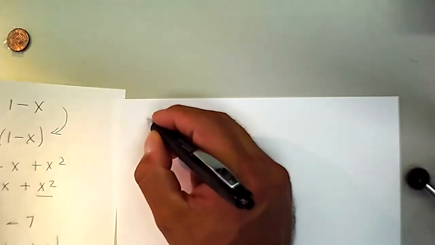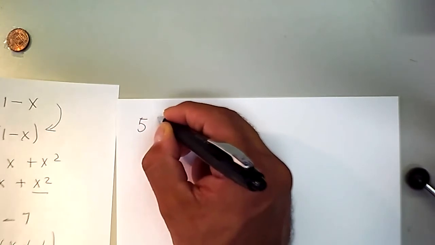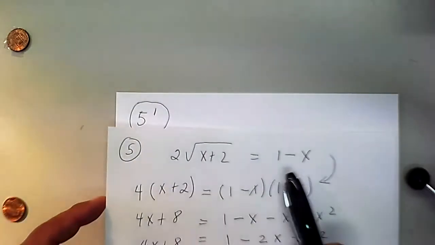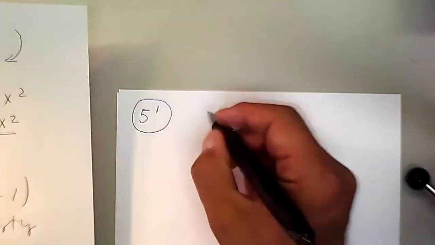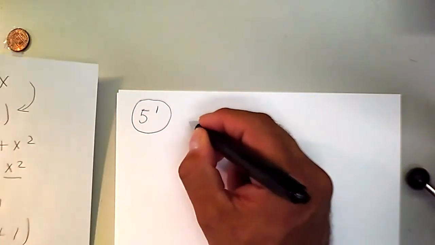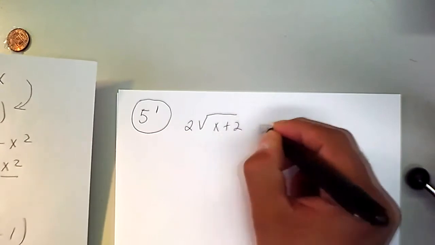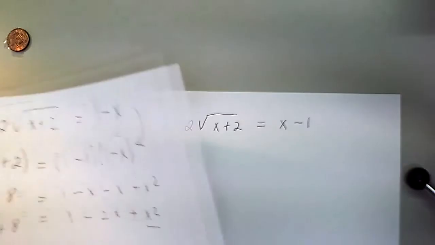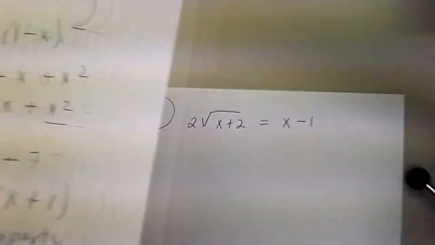Let's do that. What happens? So I'm going to label this 5 prime. So it's not just the 5. So this is problem 5, and this is 5 prime. I'm just making this up as we go, because now I'm curious. x plus 2 equals x minus 1. So I'm changing the 1 minus x into x minus 1, and you're going to see why.